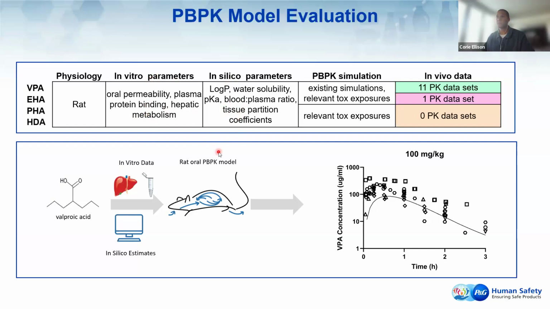And then when it was possible, we ran simulations from the model and compared them to existing in vivo PK data sets, so we could evaluate the performance of the model. In a representative example of the model performance for valproic acid shown on this slide, the line represents the model simulation, and then the symbols represent the experimental in vivo data. And the model estimates for valproic acid and for ethylhexanoic acid were in good agreement with the in vivo PK data. So this gave us confidence that the current modeling approach is suitable for the branch chain carboxylic acids.